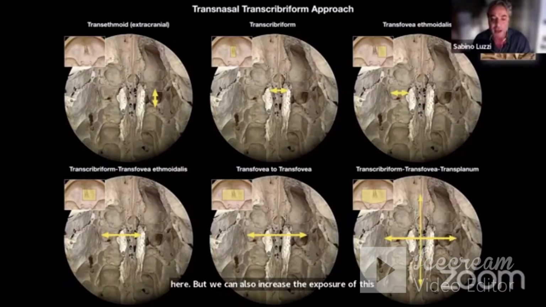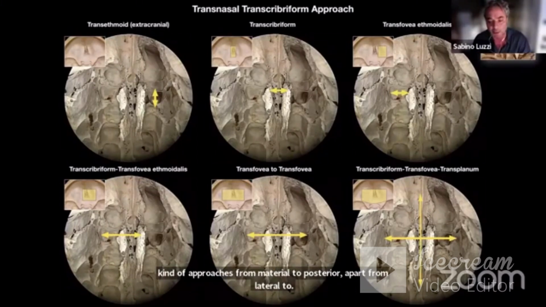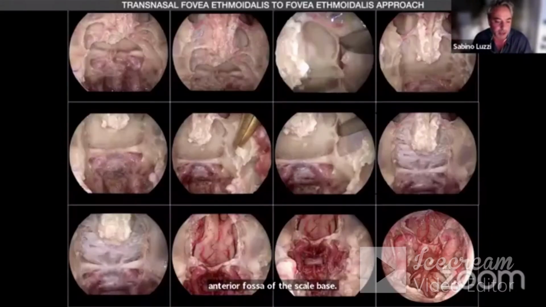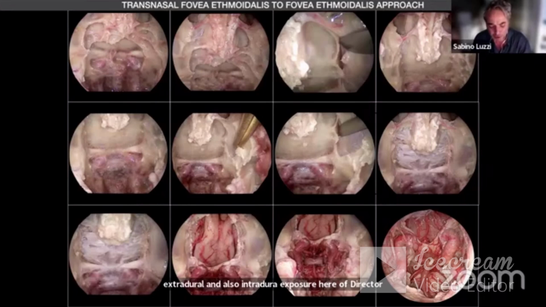But we can also increase the exposure of these approaches from anterior to posterior, apart from lateral to lateral. And the last part, the most extensive approach, is the transcribriform, transfovea, transplanum approach, where we can expose part of the midline and paramedian corridor at the level of the anterior fossa of the skull base. This is what we expose when we drill the cribriform and the fovea ethmoidalis, and this is the extradural and also intradural exposure here of the rectus gyrus, and we see also the olfactory bulb and the olfactory tract, the most initial part of the olfactory tract.